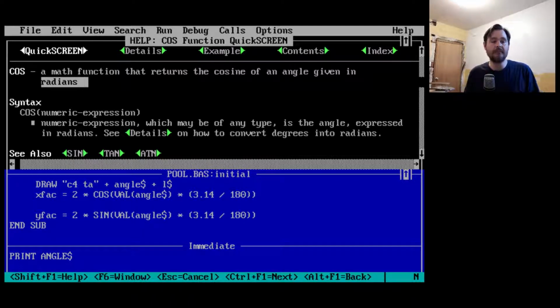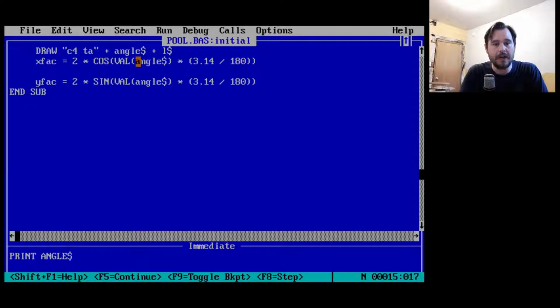So why wouldn't they have the angle command in the draw statement be radians is beyond me. So I had to convert it. And the way you convert it is you multiply by pi divided by 180, because 180 degrees equals pi radians. Now, why am I doing 2 times the cos A, and yfac is 2 times the sine of the angle?